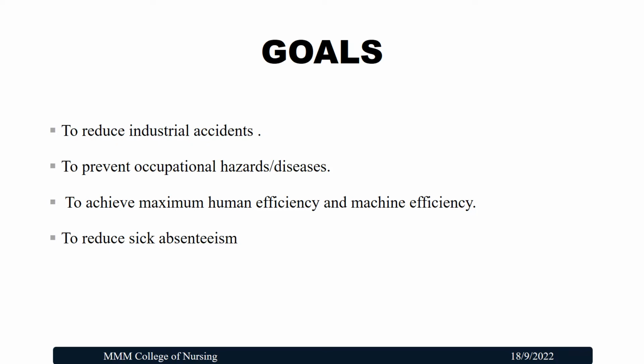Goals: to reduce industrial accidents, to prevent occupational hazards or disease, to achieve maximum human efficiency and machine efficiency, to reduce sick absenteeism.